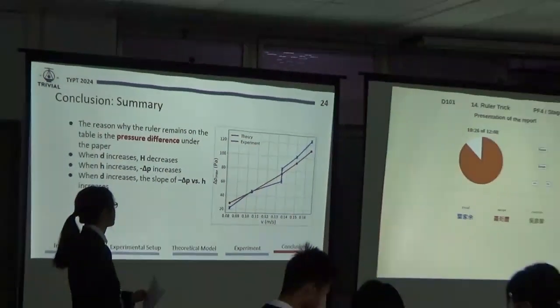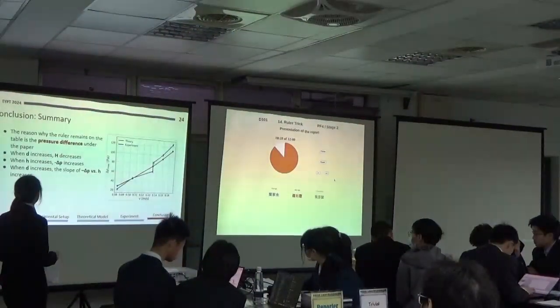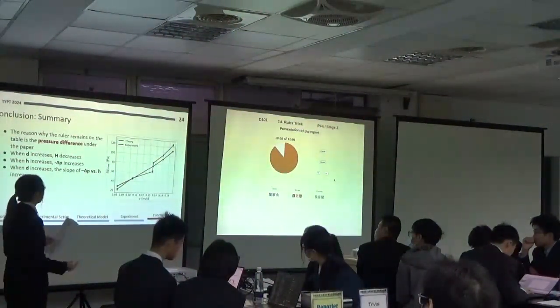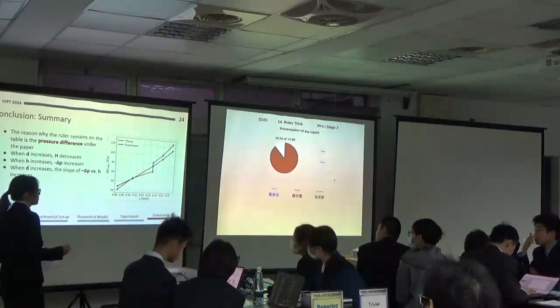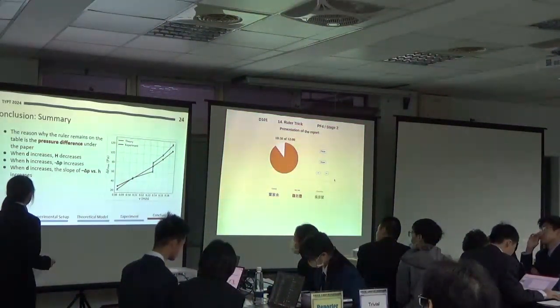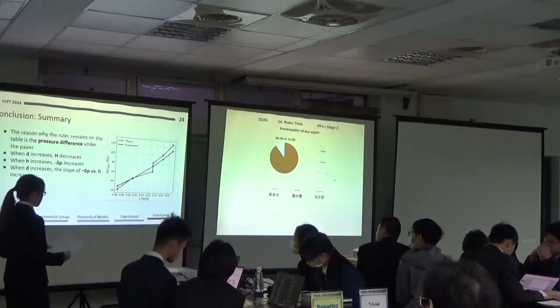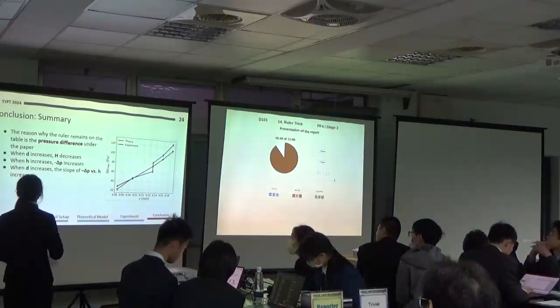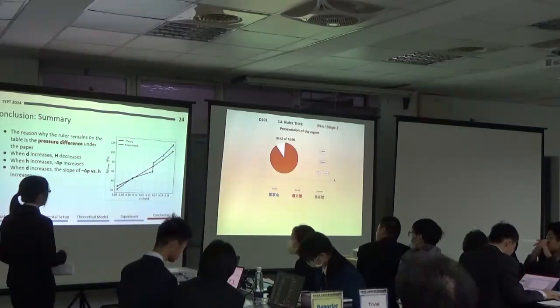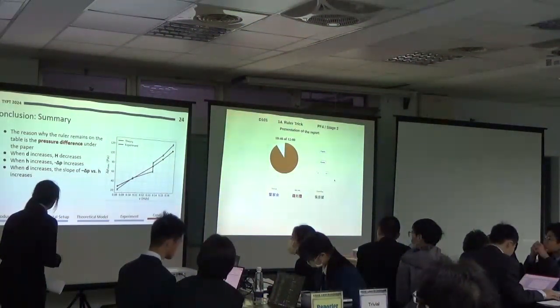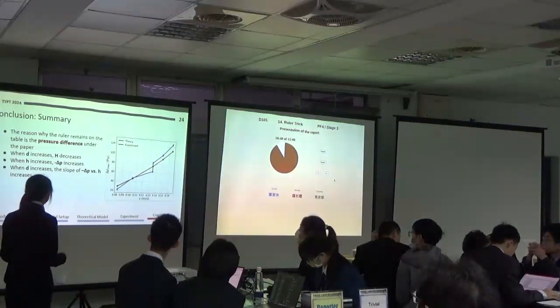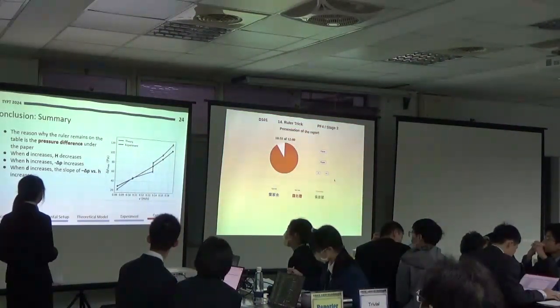Okay, so for our conclusion, first, the reason why the ruler remains on the table is the pressure difference under the paper. Then, when D, the length of the ruler that extends beyond the table, increases, H, the critical height, decreases. When H, the height from the ball to the ruler, increases, delta P, the pressure difference, also increases. And last, when D increases, the slope of the pressure difference versus H increases.